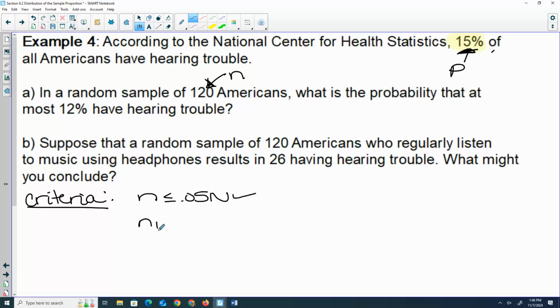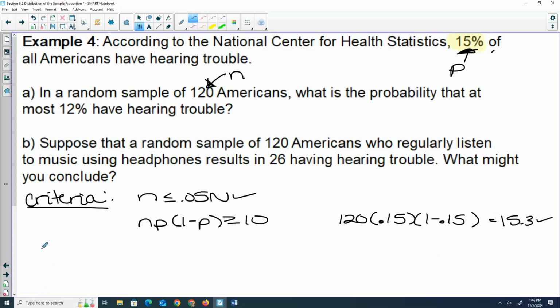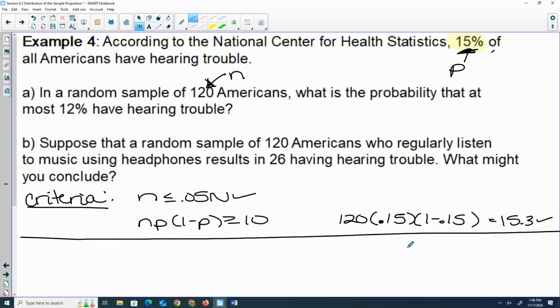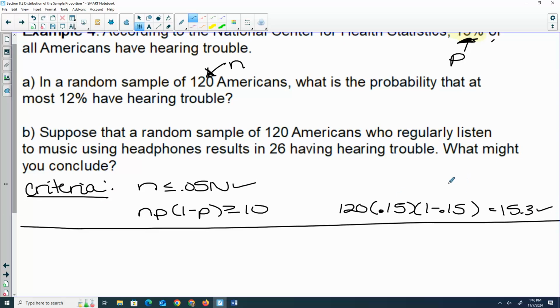The second one, we need to check N times P times 1 minus P has to be greater than or equal to 10. So my N is 120, P is 0.15, 1 minus 0.15. So that criteria is met. So that means we can assume this is normal now. And we can use the Z's and the probabilities from the table.